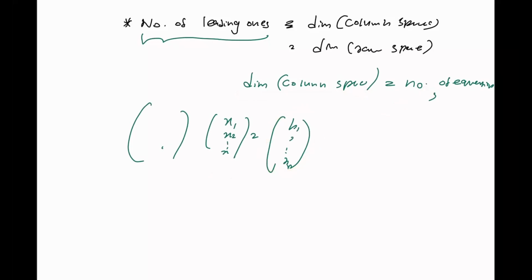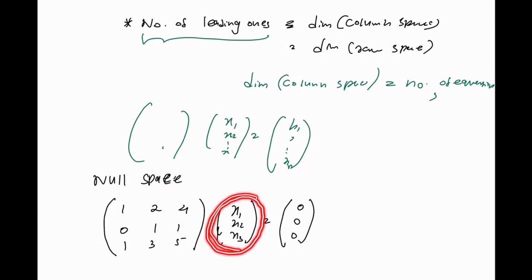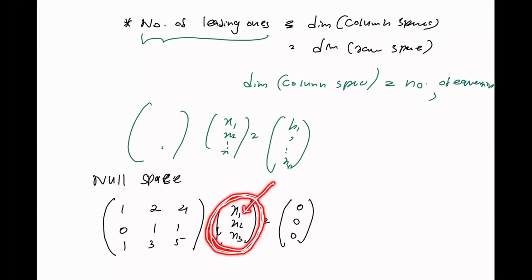Also, in linear equations there is something called a null space. Okay, it means, let's say you have values like this: 1 2 4, 0 1 1, and 1 3 5, times x1 x2 x3, and in the right hand side you set everything equal to 0. The null space is nothing but the set of vectors, or the vector space, such that each vector in that vector space, if you substitute it into x1, x2 and x3, gives 0 on your right hand side.